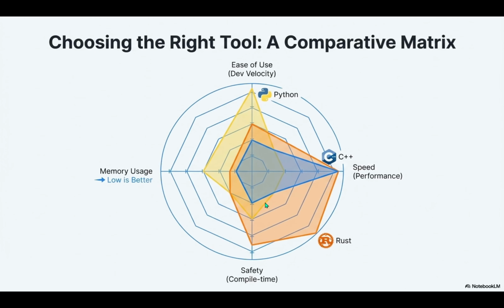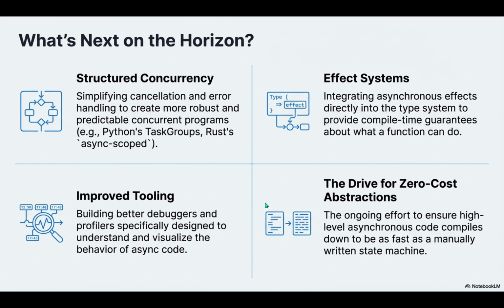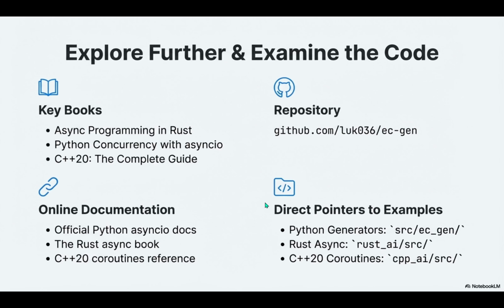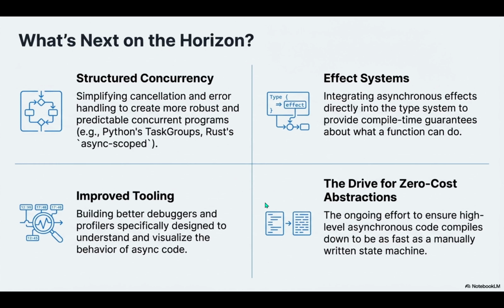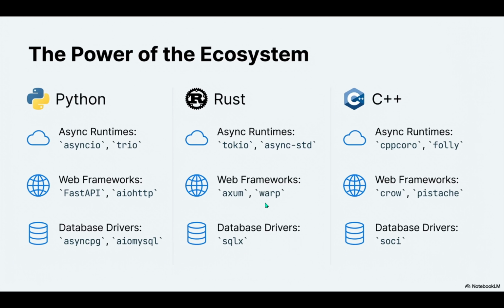And finally, C++. C++ is the ultimate performance champion. Fastest speed, maximum control. But that power comes at a cost. It's the least safe because you're managing so much yourself, and it is by far the hardest to use correctly. And it's important to note all three have really mature ecosystems now. Python has asyncio and FastAPI, Rust has Tokio and Axum, C++ has libraries like cppcoro. So the choice is really about your project's needs.